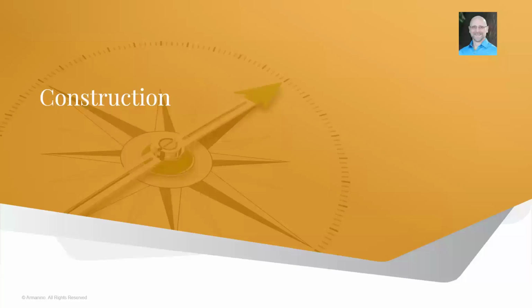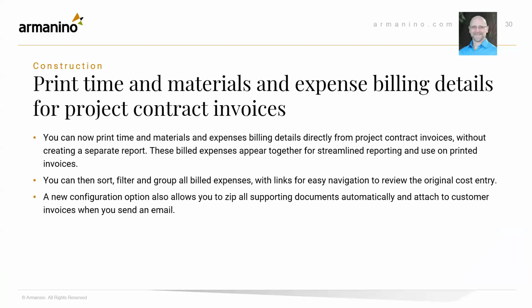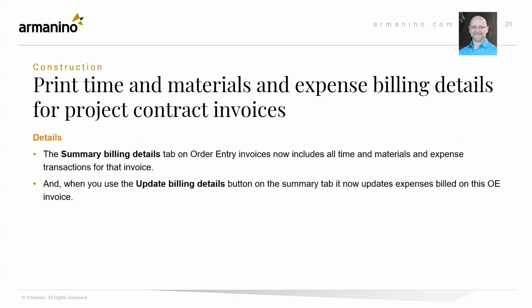Perfect. Okay. On to construction. Now you can print time and materials and expense billing details for project contracts directly from project contract invoices without creating a separate report. They appear together for streamlined reporting and use on printed invoices. You can then sort, filter, and group all billed expenses with links for easy navigation to review the original cost entry. A new configuration option also allows you to zip all supporting documents automatically and attach to the customer invoices when you send an email.